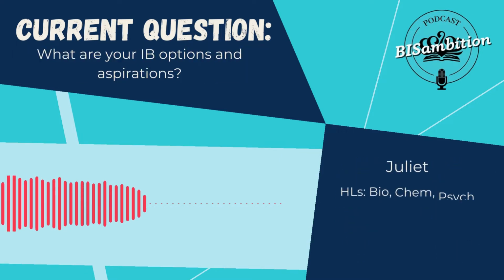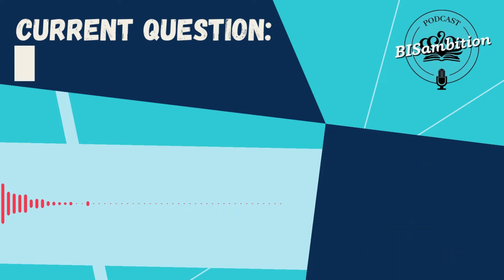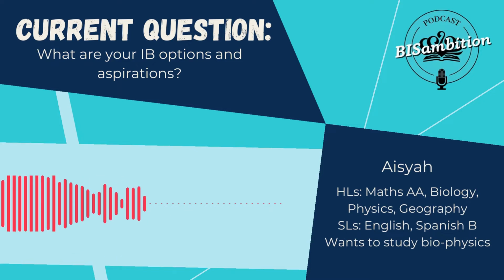Hi, my name is Juliet. My subjects are higher level bio, higher level chem, and higher level psychology. And my standard levels are Maths AI, French, and English. And I hope to study occupational therapy in Canada. My name is Aisha, and my IB subjects are higher level math, bio, physics, and geography, and standard level English and Spanish. And I hope to study biophysics in college.